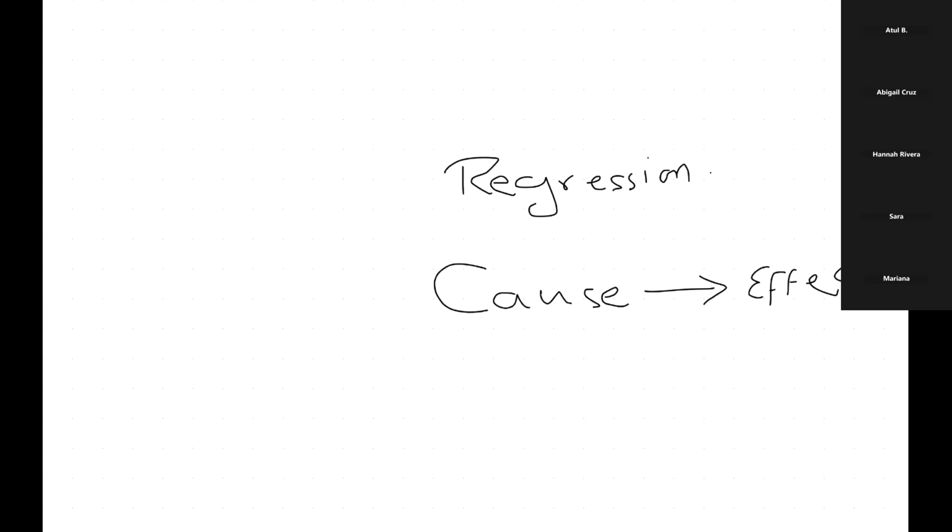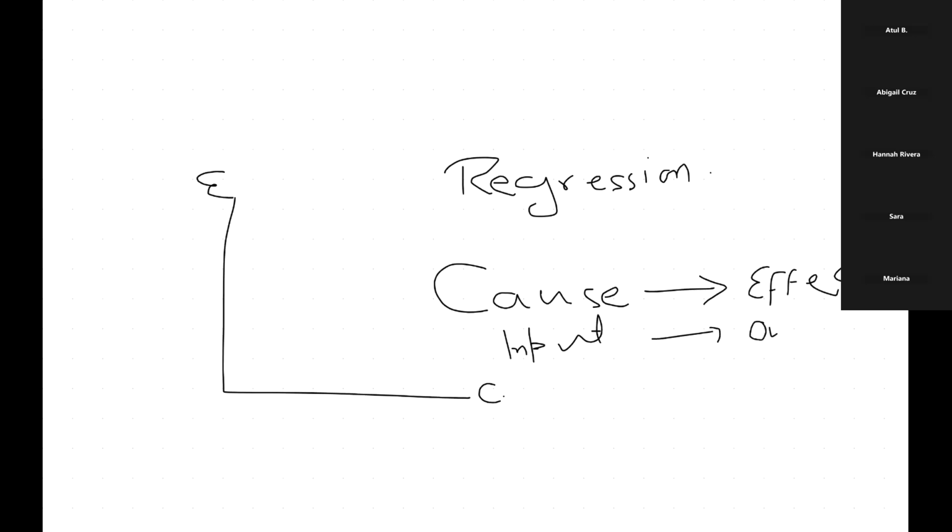So let's say this is effect and this is cause. If you increase the cause, what is going to be the output? Or you can say this is input, and how input is going to affect outcome or output. So this is a very simple meaning of regression.